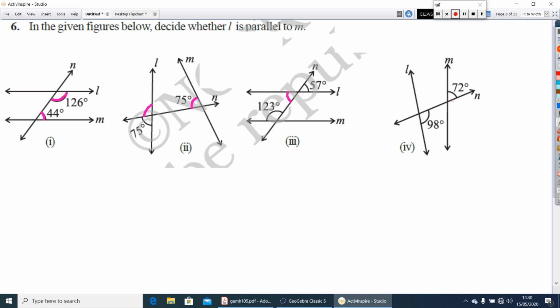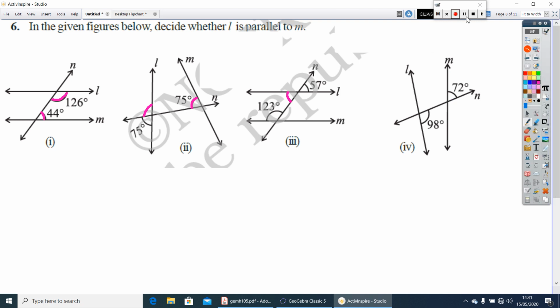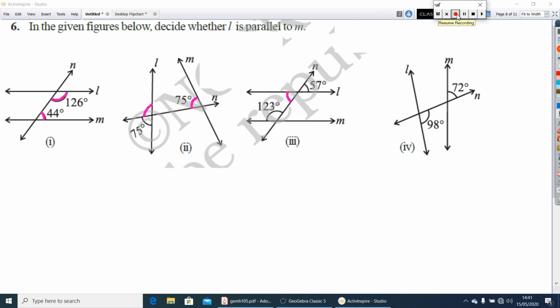If corresponding angles are equal, or alternate interior angles are equal, or angles on the same side of the transversal are supplementary, or the sum of those angles equals 180 degree, if these 3 conditions are satisfied, you can say the line is parallel. So do all these questions. That is all for this chapter.